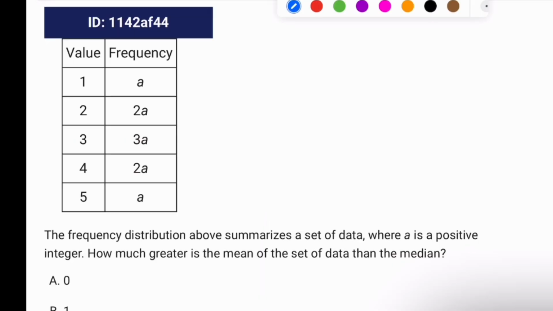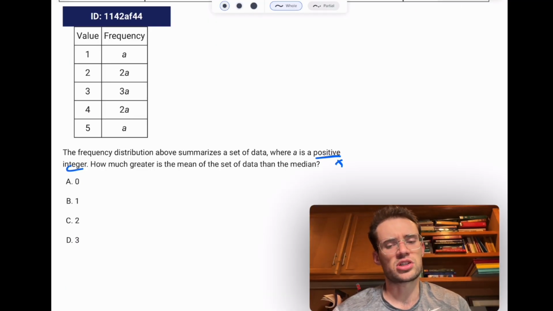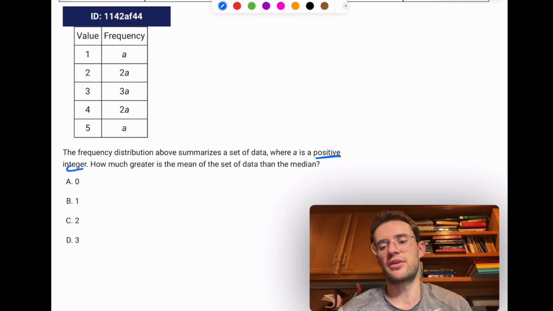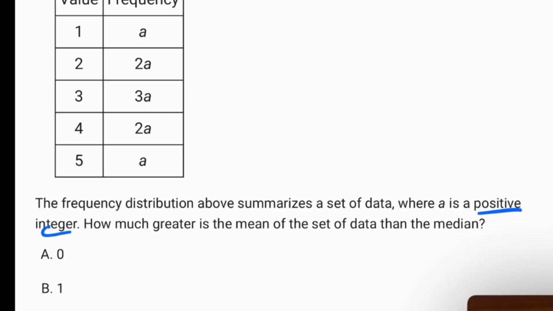It says the frequency distribution above summarizes a set of data where A is a positive integer. So I think the main reason they're saying positive integer is just so you know it's not 0, you can't have negative things, but we know A is not 0, so it's an actual number. How much greater is the mean of the set of data than the median?